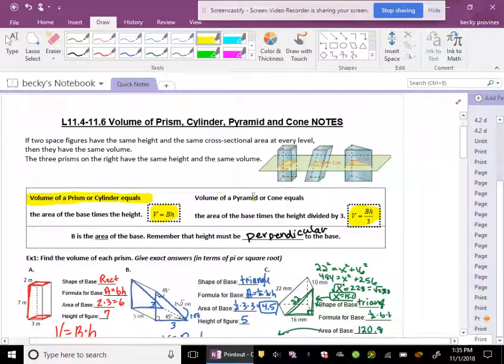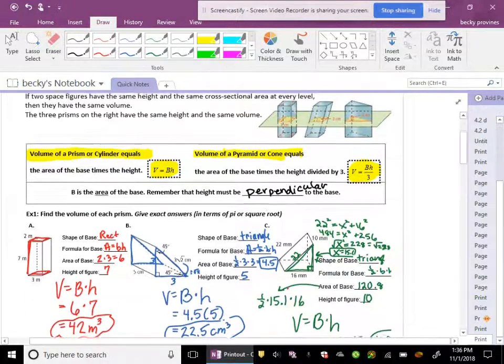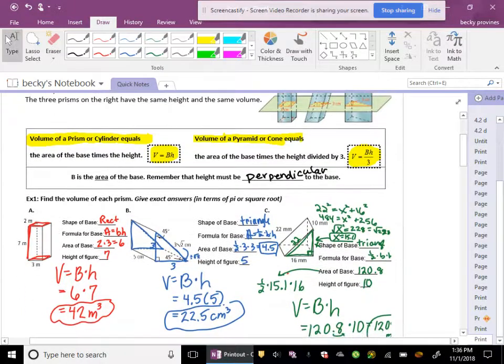And on the right, if the shape has a point, like a pyramid or a cone, we're going to take the same formula, but we're going to divide it by 3. So you need to make sure you have both of these on your card before we continue. Okay, capital B right here is the area of the base. So remember, the height must be perpendicular to the base.